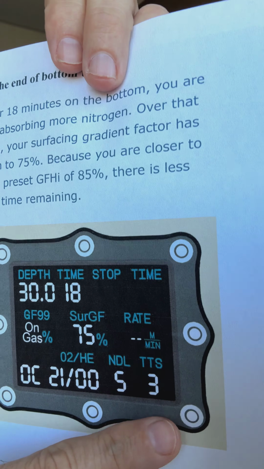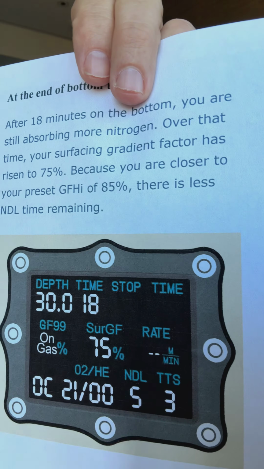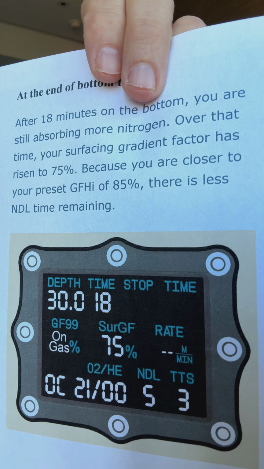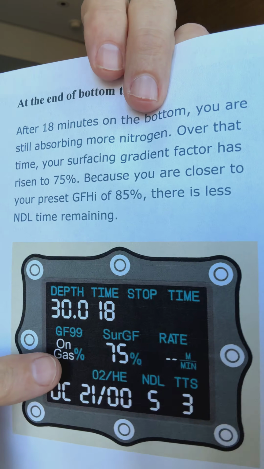You still can go directly to the surface. Your total time to the surface is 3 minutes. You're still on-gassing. Time to ascend. We're at the start of the ascent.